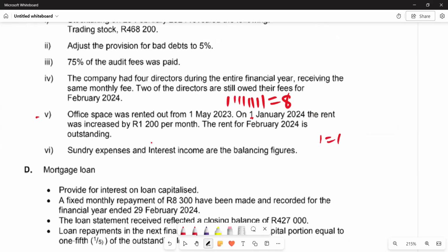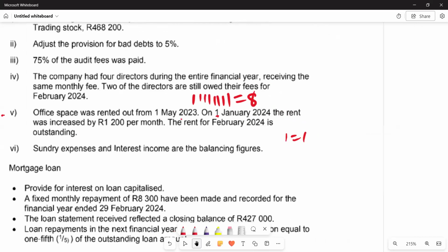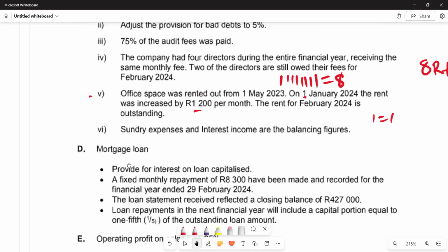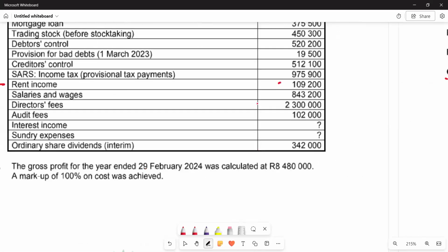So we can now formulate an equation. For the 8 months it did not increase, let's assume the rent is R, so 8 times R becomes 8R. This was before it increased. Then after it increased, I will only have one month, so we say plus R plus 1,200. So for January it was R plus 1,200. And then we get the total rent that we are given in the list of balances, which is 109,200.